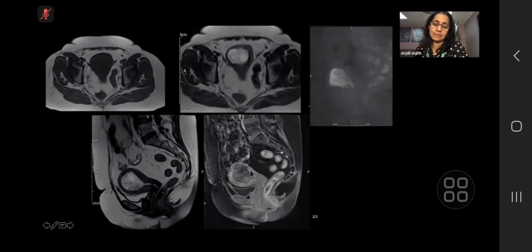So you can see the normal thickness of myometrium. This tumor has involved more than 50% of myometrium, and the serosa, the outermost layer, is still intact. There is no extension into the parametrium, and no lymph nodes are seen. So this is a stage 1B. Very good.